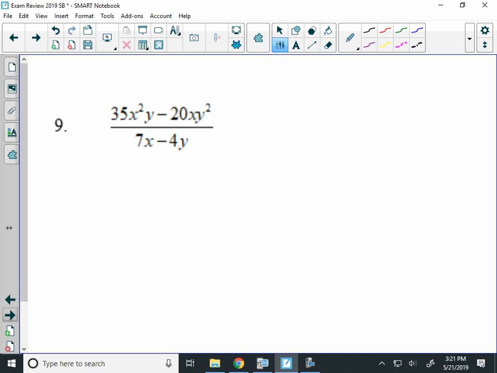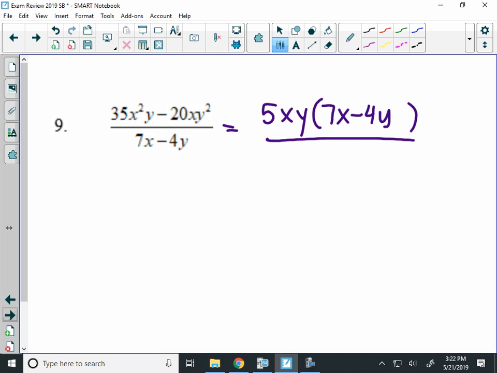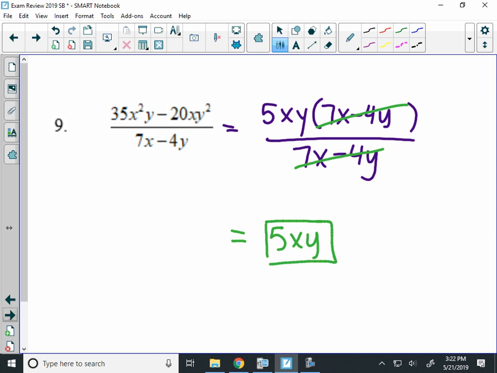Number 9 here. Again, we're not adding or subtracting fractions. We just have to factor. You cannot cancel until you factor. So the numerator, 35 and 20, have 5 that goes into both of them. They both have 1x and 1y. When I divide those out, I'll be left with 7x minus 4y. Well, if you look at the denominator, that actually is equal to the denominator. So I can cancel the denominator with one of the numerator factors, and all you're left with is 5xy.